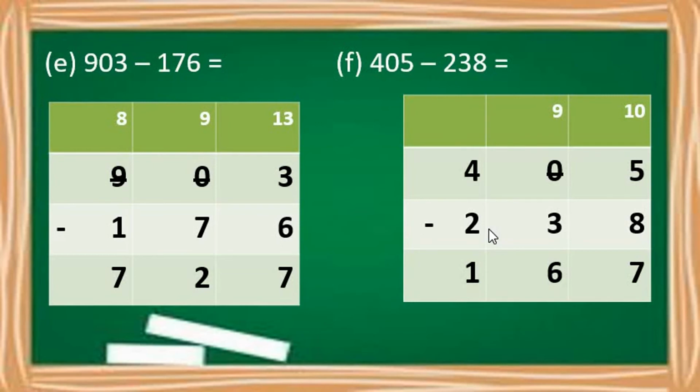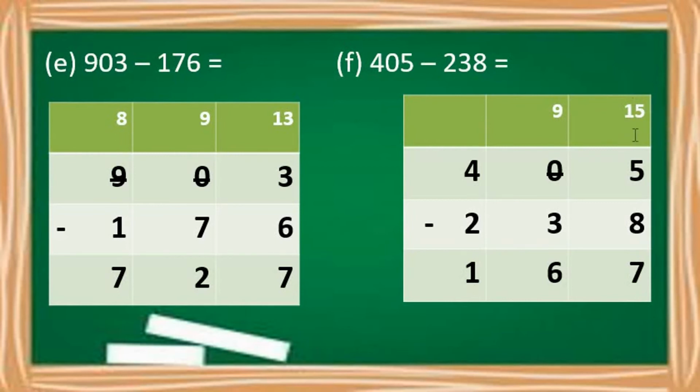So students, let's solve question number F. 405 minus 238. So 5 minus 8. Is this possible, students? No, it is not possible. We cannot take out from 5 to 8. So what can we do that time? That time we take the borrow. 10 plus this 5. So 15. How many, all students? 15. Understood, all students?